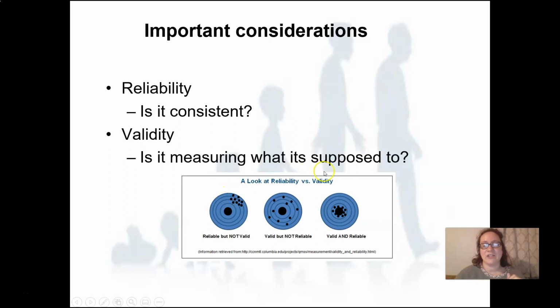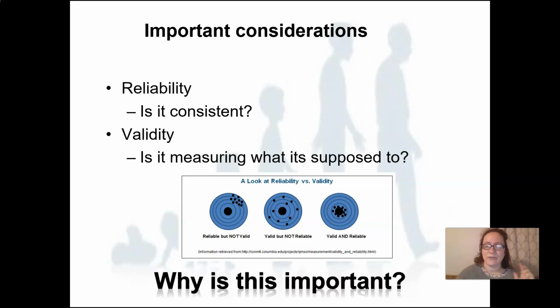And then validity is measuring what it's supposed to measure. So, if you write this measure and you say this is going to measure depression, but then you give it and what you're actually measuring is someone's experience of pain that they're having, then you don't have a good measure. It's not measuring psychological state, it's measuring a pain state. So we have to make sure that our measures are good, reliable, valid.